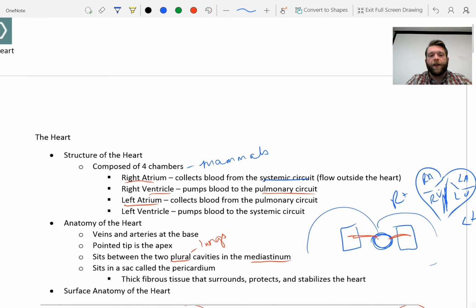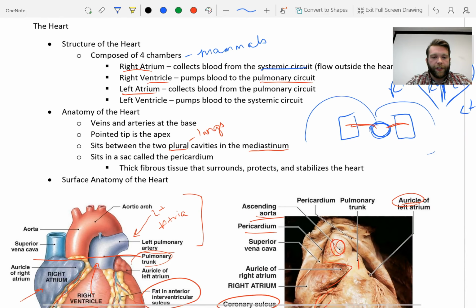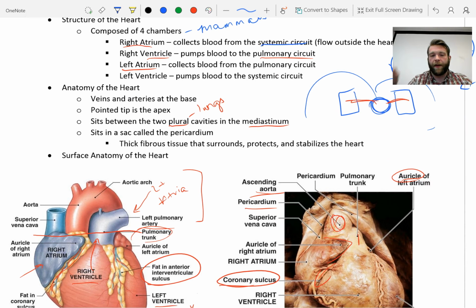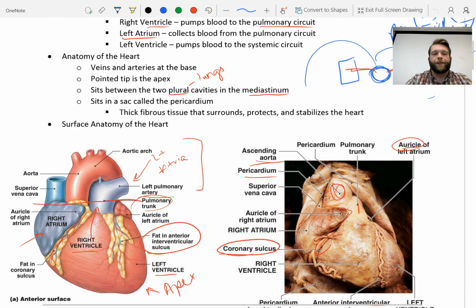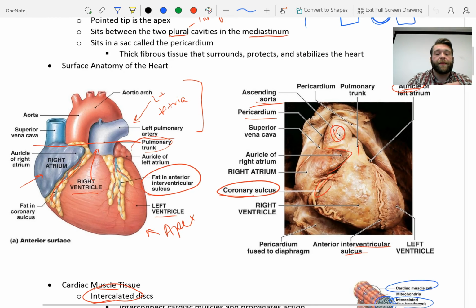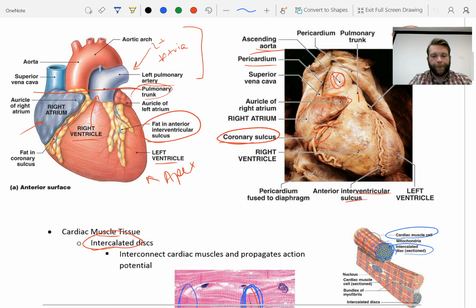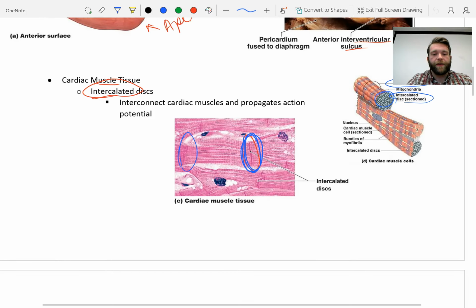So we talked about the structures of the heart. You should know the 4 chambers. You should know where they are pumping from and to. And then you should know that there's outside vessels, be able to identify pulmonary trunk, coronary arteries and veins on the front of the heart and the back of the heart, the coronary sulcus, the different aortic arch and those features.